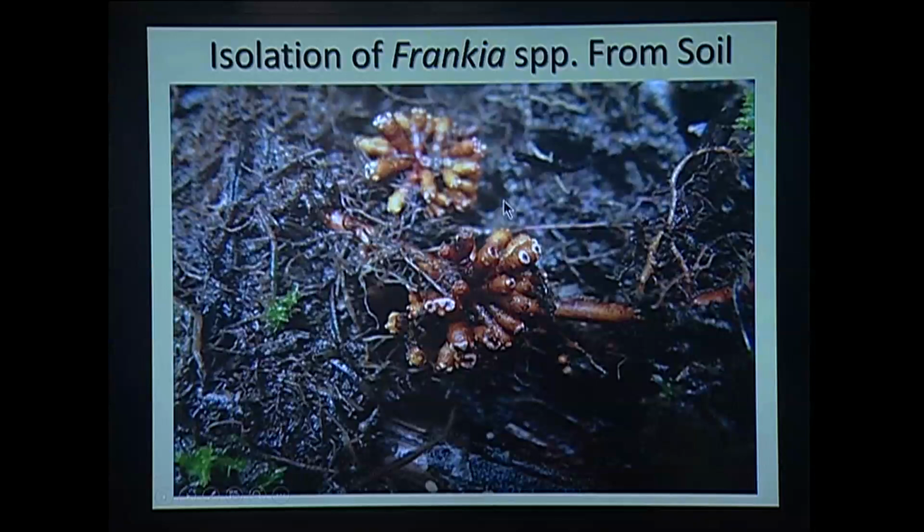It is actually very difficult to isolate Frankia species from soil because they are very closely associated with their symbiotic partners, the alder and the casuarina, and you will not find much of them in the rhizosphere or other regions. But we will still try, and we will have a specific medium for isolating these organisms.